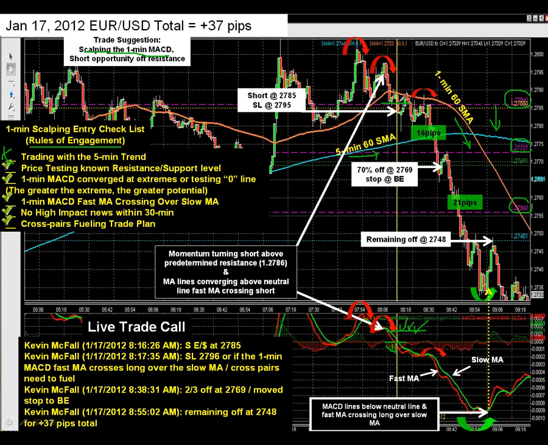We're breaking through this resistance support level, and this tells us that we're starting to get more sellers into the market than buyers. And we already know we tried to break down once, and so now we're just waiting for our 1 minute MACD crossing over the slow moving average to the short side. No high impact news coming out, and now we're just waiting for our last piece of evidence, and that is, do we have cross pairs fueling a trade?